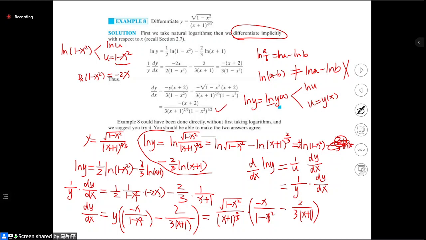So I think this is the right answer. Example 8 could also have been done directly without first taking logarithms, and we suggest you try it. You will find we have the same answer. So this is example 8. First we take the logarithm, and then we differentiate implicitly with respect to x.